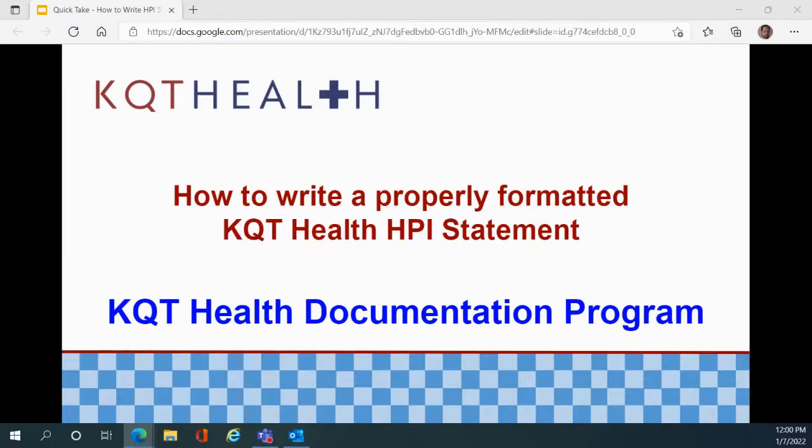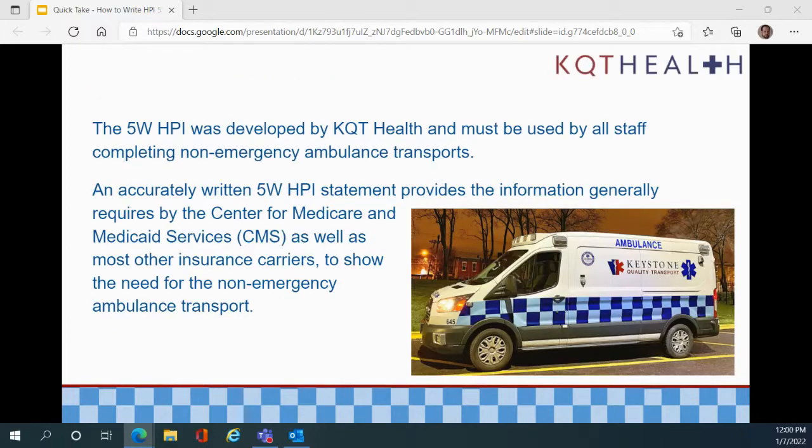How to write a properly formatted KQT Health HPI statement, part of the KQT Health documentation program. The 5W HPI was developed by KQT Health and must be used by all staff completing non-emergency ambulance transports. An accurately written 5W HPI statement provides the information generally required by the Center for Medicare and Medicaid Services, as well as most other insurance carriers, to show the need for non-emergency ambulance transport.